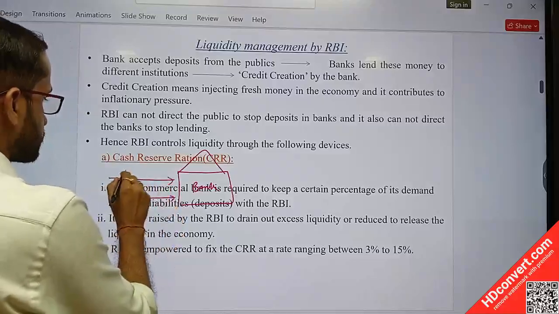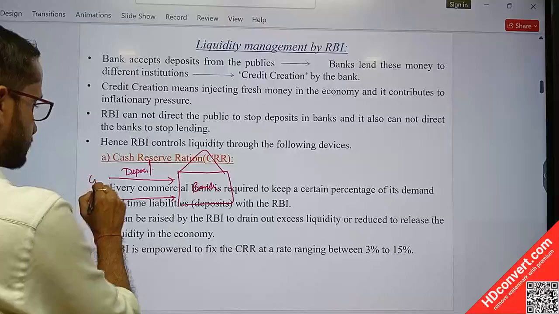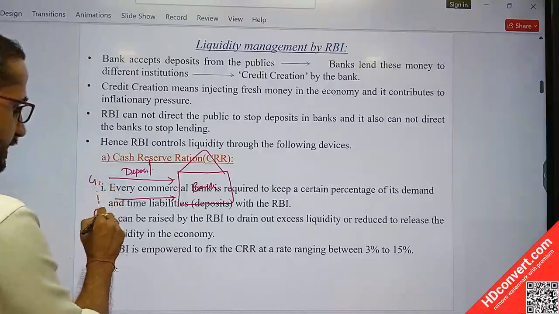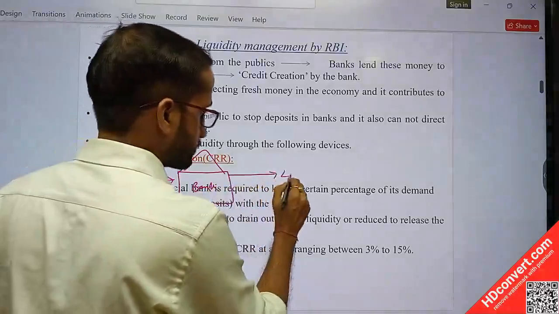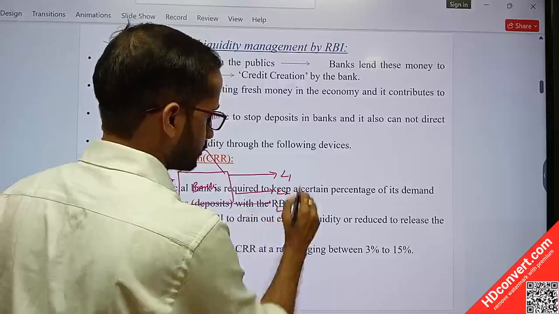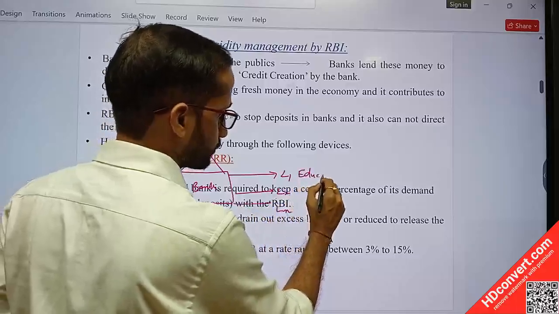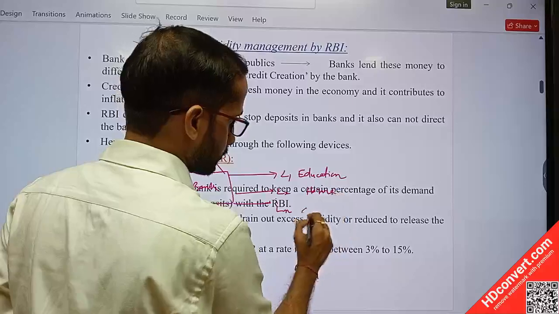So in the bank, the customer deposits money, no? So there will be one customer, two customers, there will be n customers. So customers deposit money and the bank gives loans. Okay, so this may be an education loan, it may be a home loan, it may be a car loan, different types of loans.